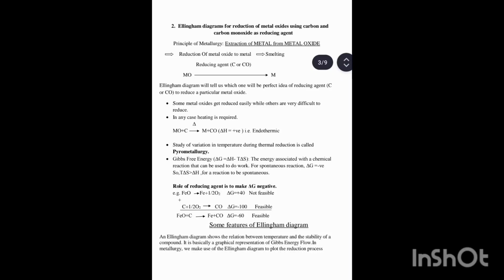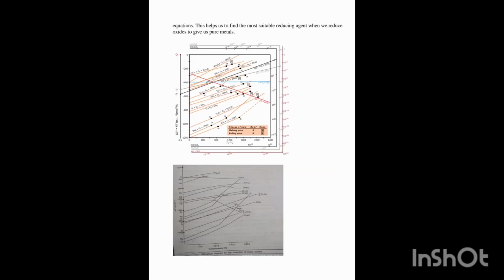An Ellingham diagram shows the relation between temperature and the stability of a compound. It is basically a graphical representation of Gibbs energy change in metallurgy. We make use of the Ellingham diagram to plot the reduction process equation. This helps us to find the most suitable reducing agent when we reduce oxide to the pure metals. Let us take a look at some important properties of the Ellingham diagram.